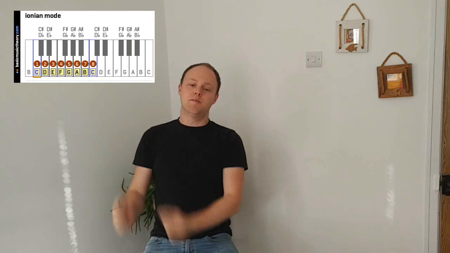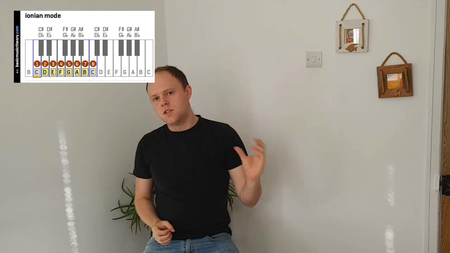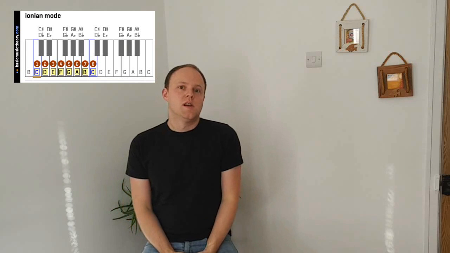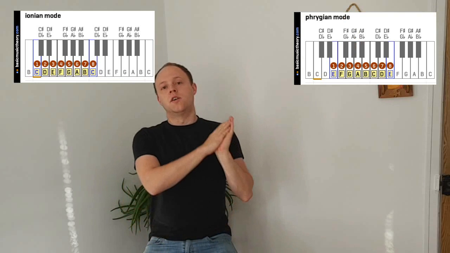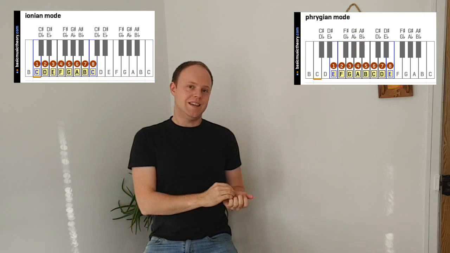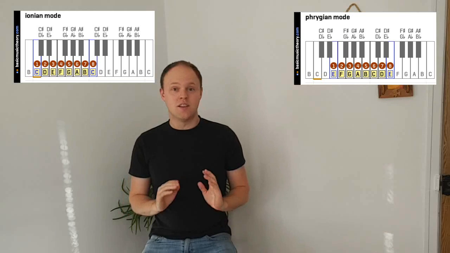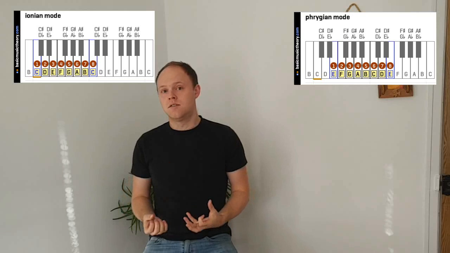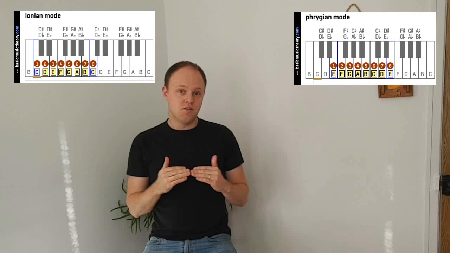So let's look at how the Phrygian mode compares to a regular C major scale, also known as the Ionian mode. In the Ionian mode, we go from C to C in C major. However, when we go up to the Phrygian mode, we are going from E to E. So we're staying in the same key, and that's really, really important. We're staying in the key of C major. However, we are starting the scale on E rather than C.